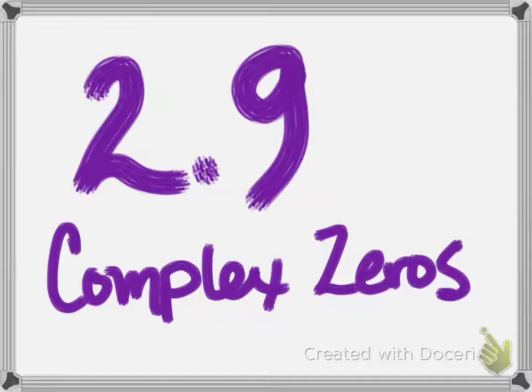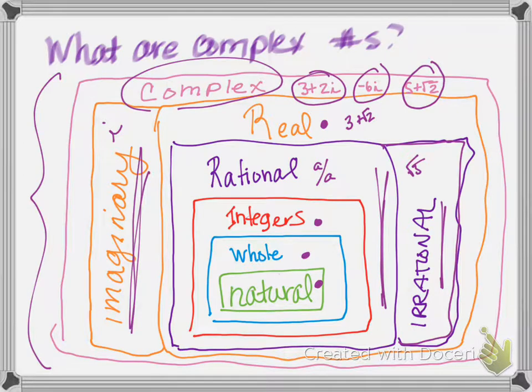Hi guys, welcome back. This is section 2.9 where we're going to talk about complex zeros. What are complex zeros? We're going to review a little bit about numbers first, just to bring you back down to it. Complex numbers are the largest number system there is.